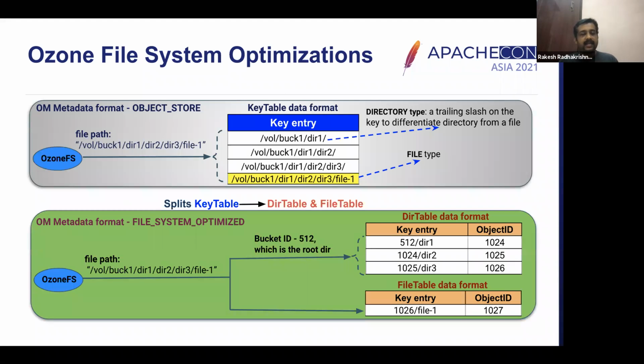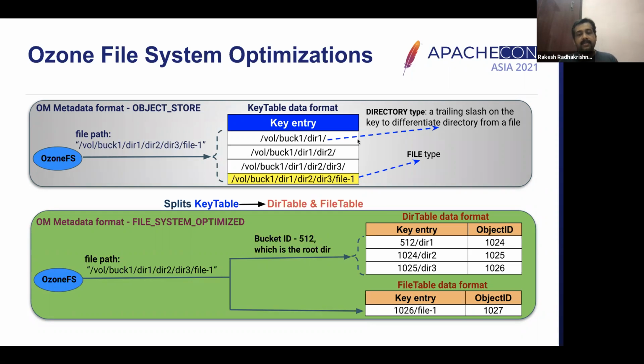The first rectangle box, the gray color box, is what the traditional object store looks like. For example, I'm going to create a file. It will have entries like directory one slash two slash three slash file one. There will be four entries in the system, right? Now in the file system optimized mode, the green color rectangle box, you can see that we have borrowed some of the concepts from the Unix directory table, and we have split the key table into two parts, a directory table and a file table.